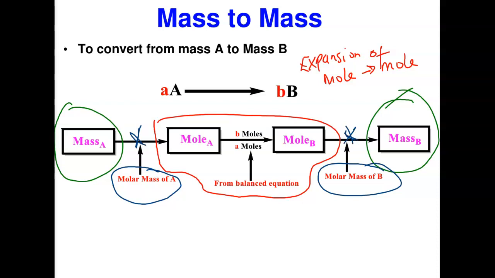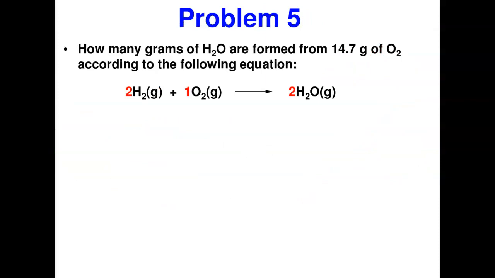So let's work this out by solving problems to help us understand. It says, how many grams of water are formed from 14.7 grams of oxygen according to the following equation? That is the problem. Now, the first step, I tell students, is to figure out the mole ratio. Of course, we're looking between oxygen and water, and the mole ratio we have here is 1:2. That's good to situate.